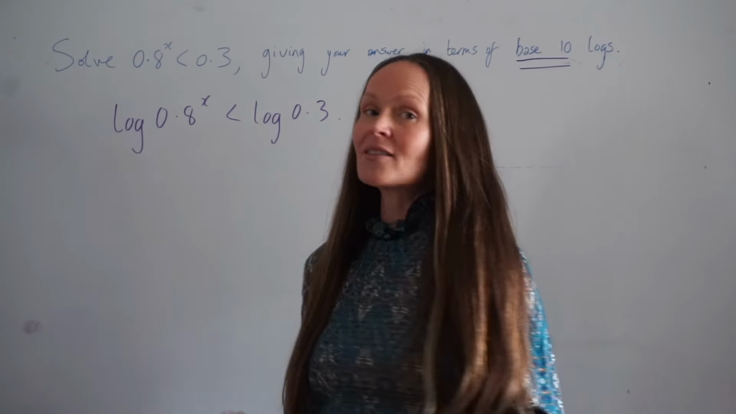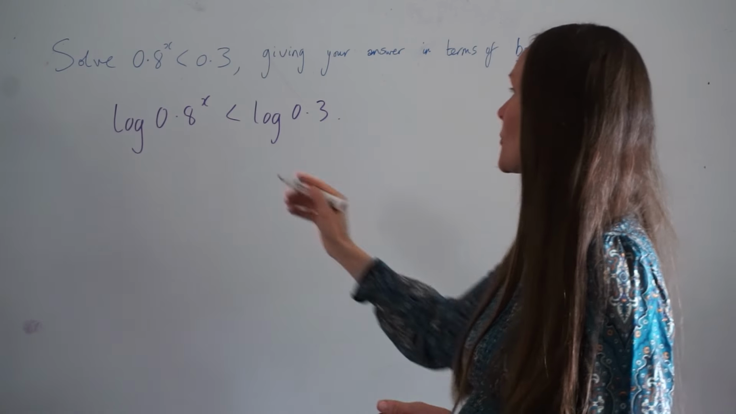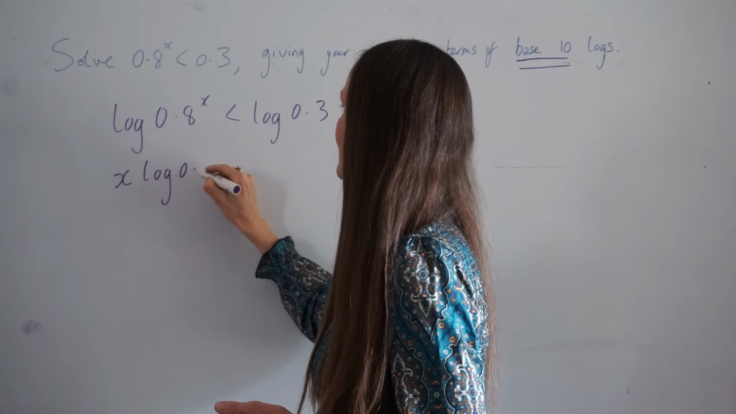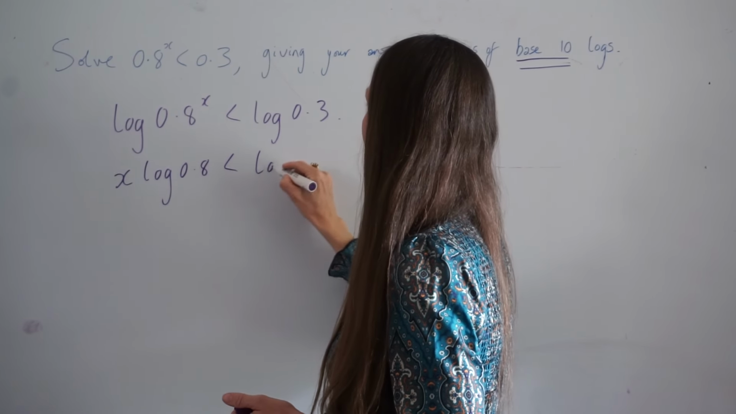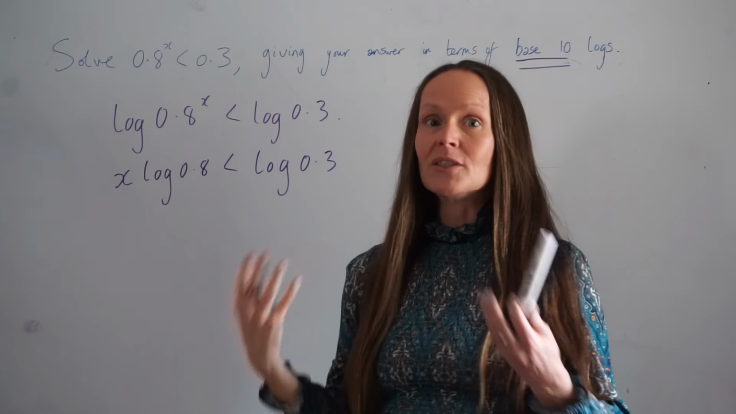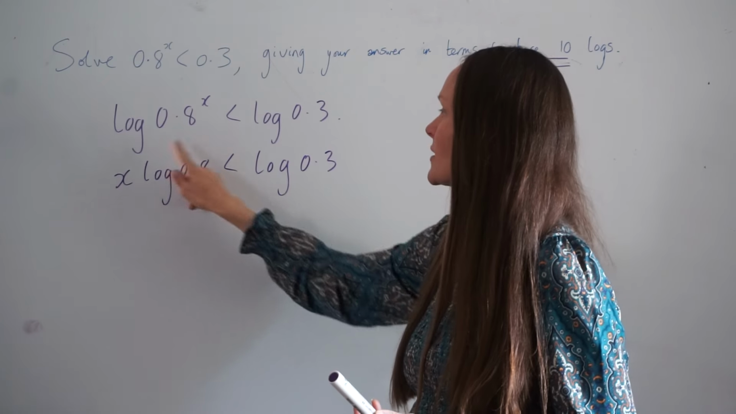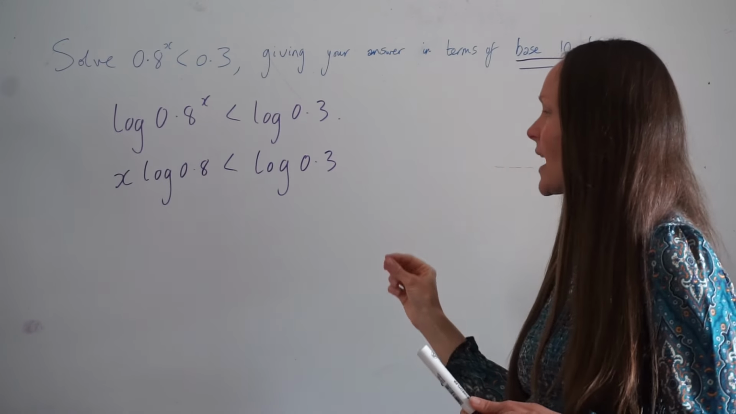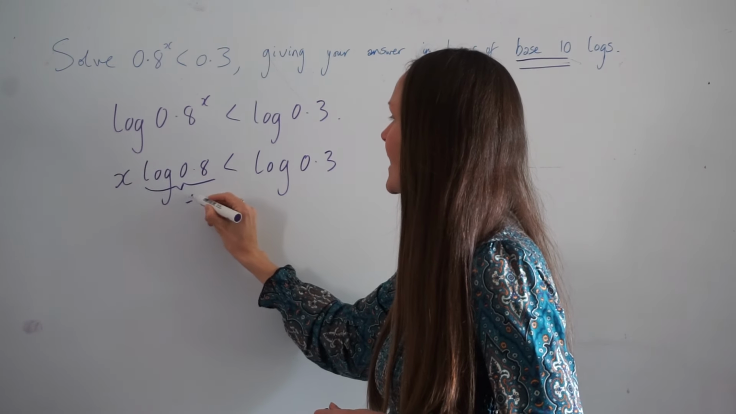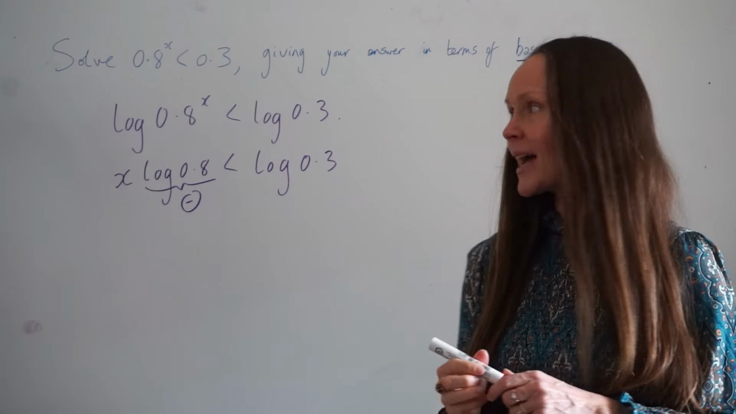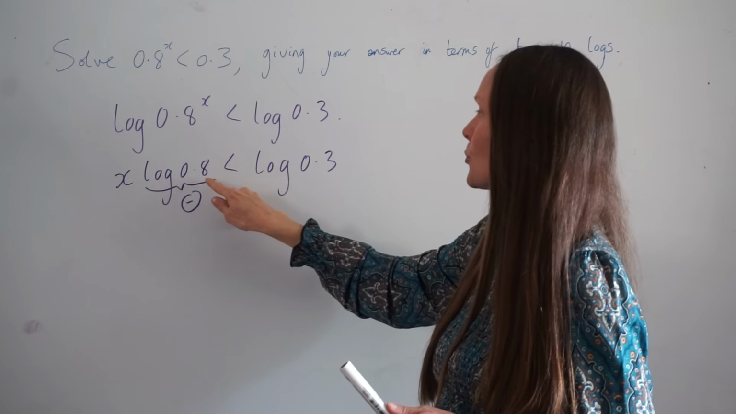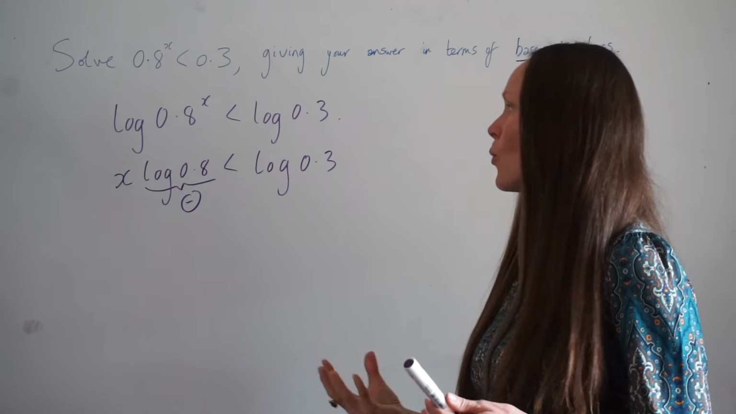Again, on the left-hand side, you can apply the power rule, so we can rewrite it as x log 0.8. And then finally, to isolate the x value, we have to divide everything by log 0.8. But you must be careful this time, as log 0.8 is a negative number. We know that it's a negative number because the argument here, 0.8, is between 0 and 1.